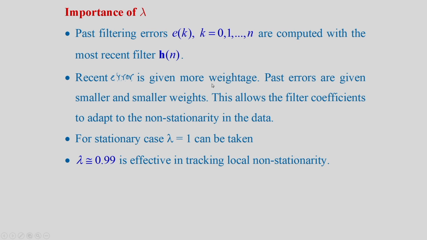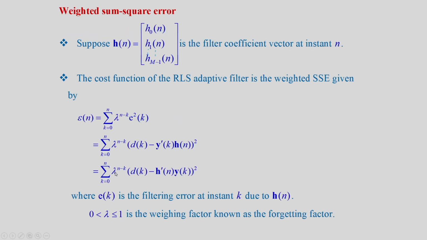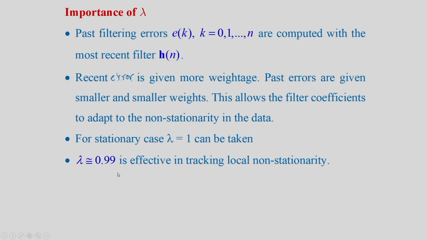Recent error is given more weightage, past errors are given smaller and smaller weights. How is this so? Because this is lambda to the power n minus k. When k is equal to n, then lambda to the power 0 will be equal to 1, and when k is 0, then it will be lambda to the power n. This will be a very small quantity, because lambda is a number less than 1. That way recent error is given more weightage, past errors are given smaller and smaller weights.